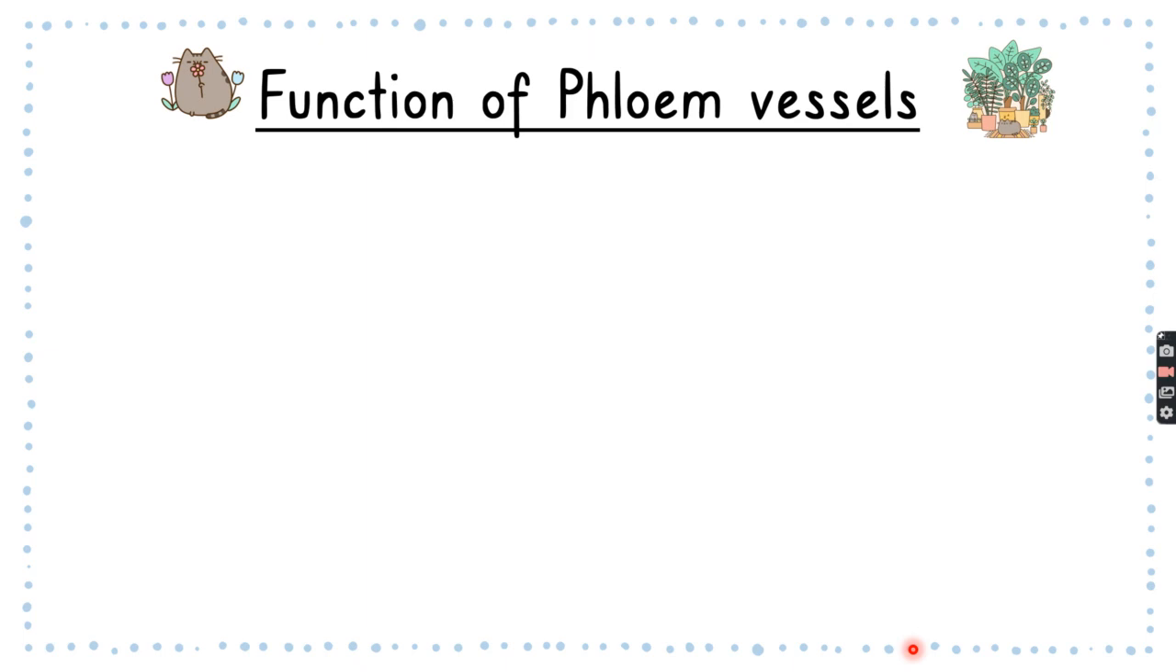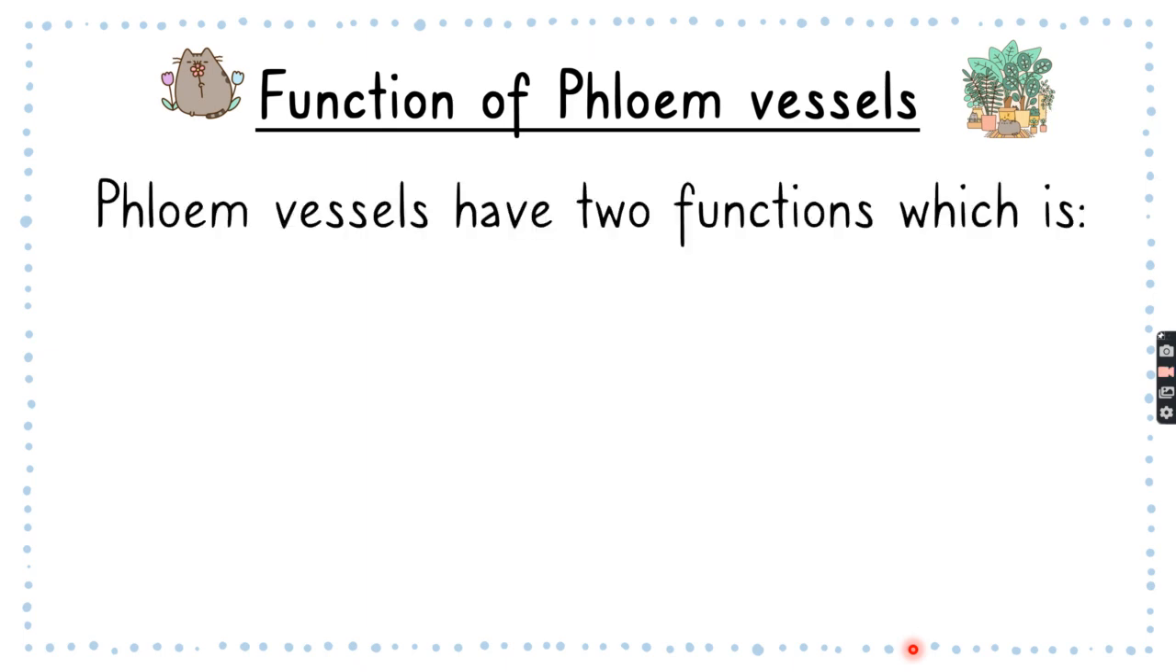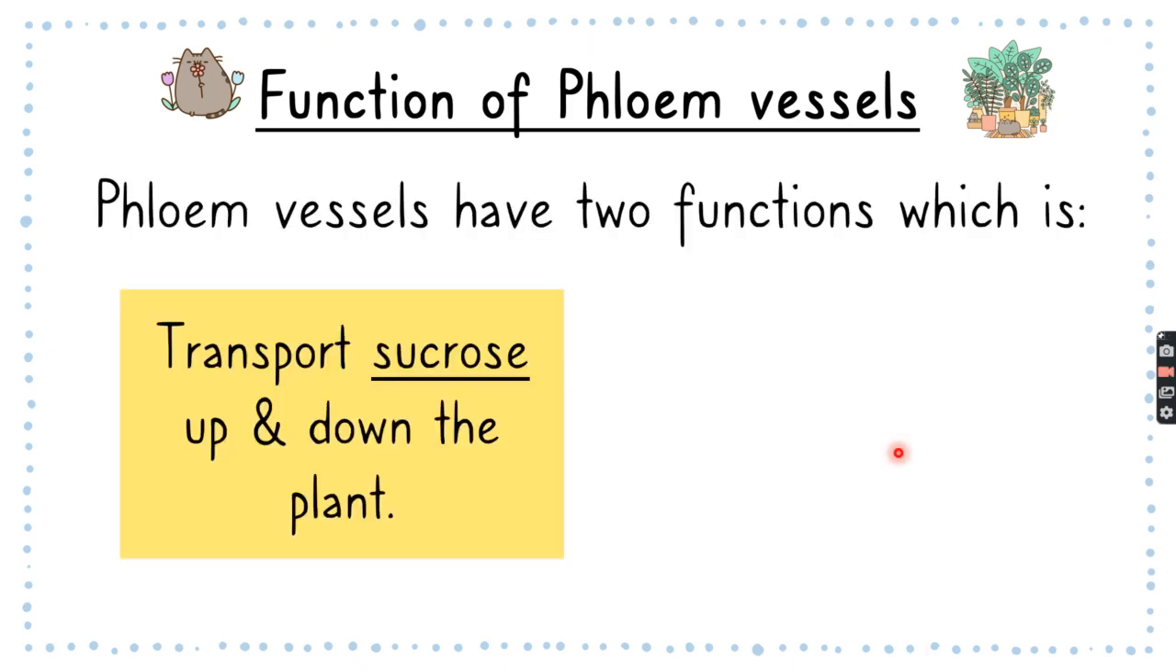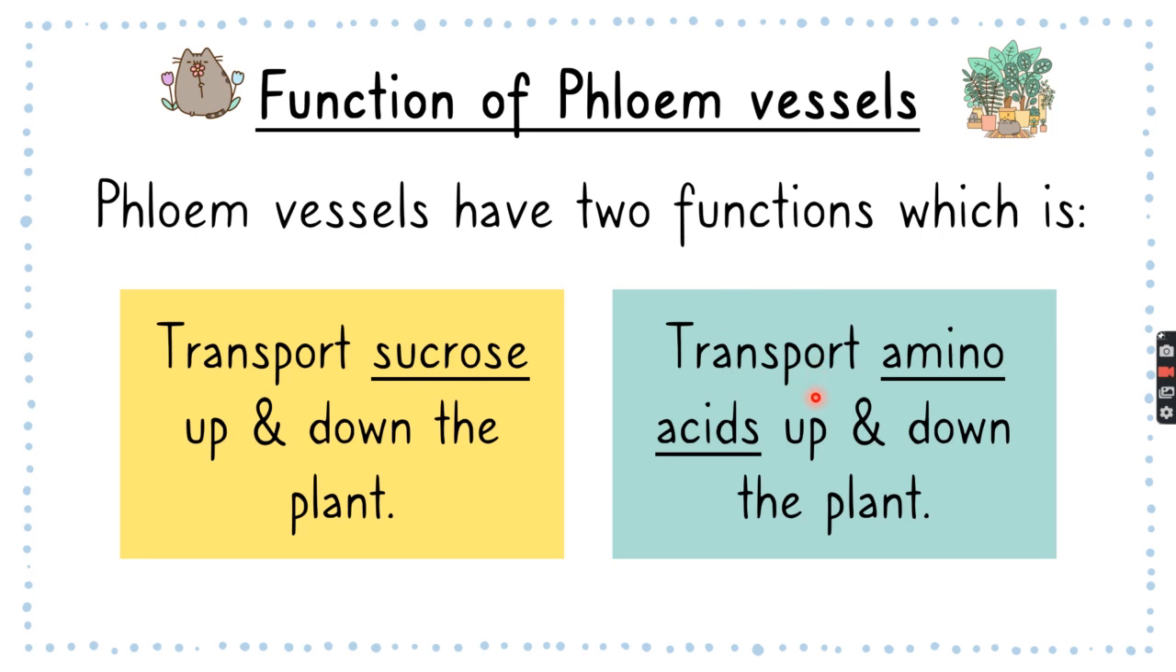Okay, so what is the main function of the phloem vessels? Phloem vessels have 2 main functions. The first one is to transport sucrose up and down the plant. We've talked about this before, that plants convert the glucose into sucrose first for transport, because glucose itself is highly reactive, so you want a very stable molecule to transport it. The second is to transport amino acids up and down the plant.